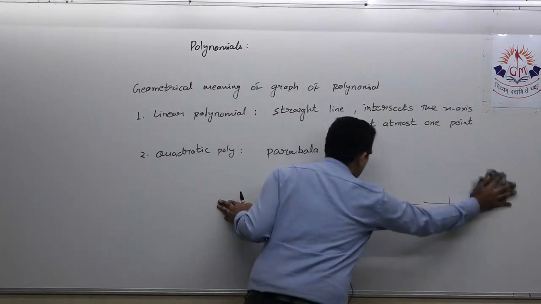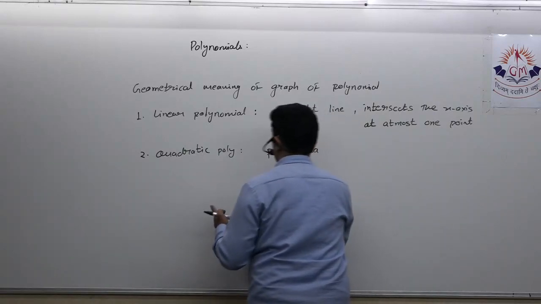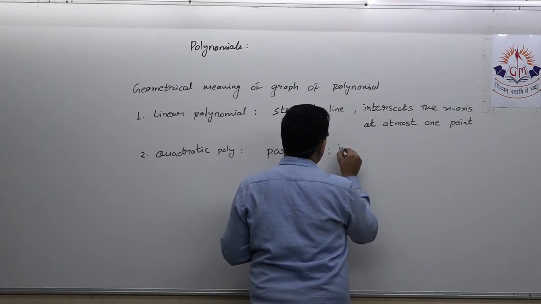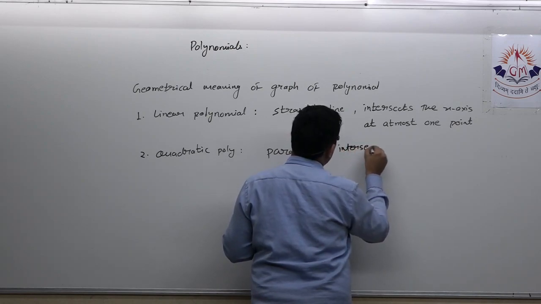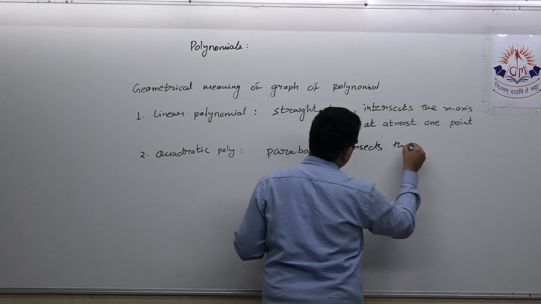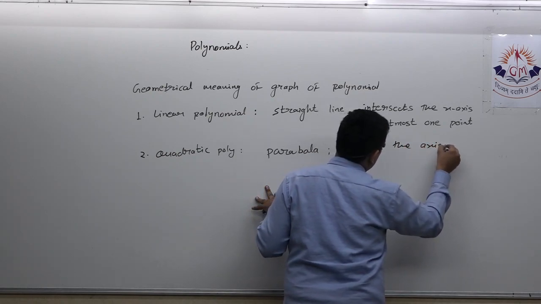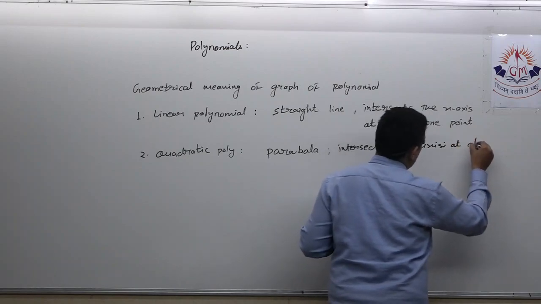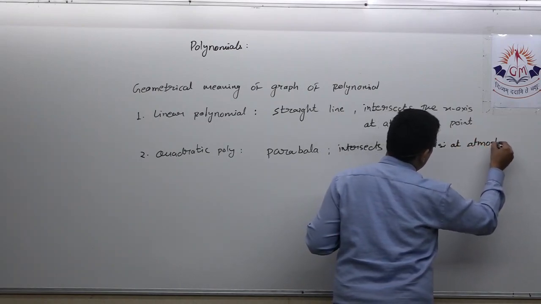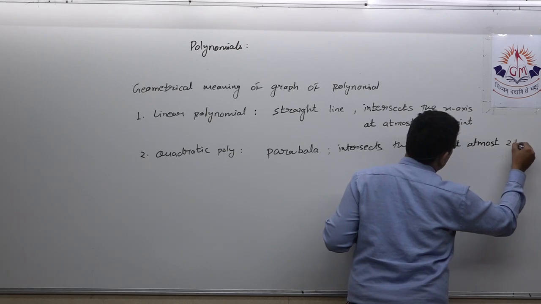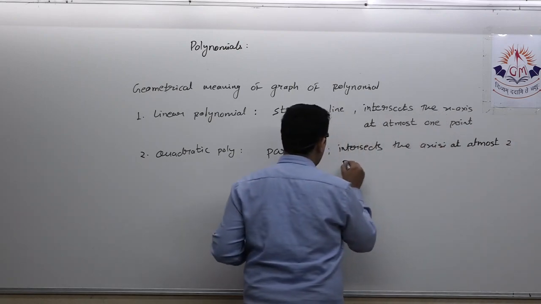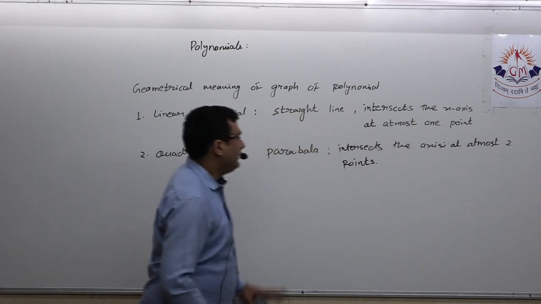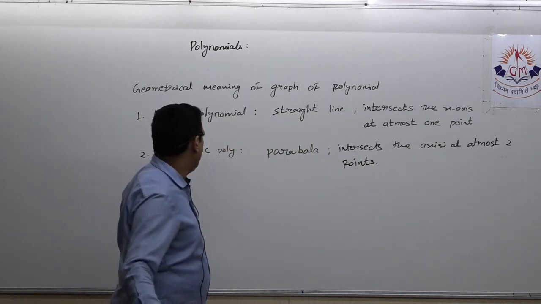Okay, so that is the second thing that you have to understand. For a quadratic polynomial, the graph is a parabola, and it intersects the x-axis at most 2 points.